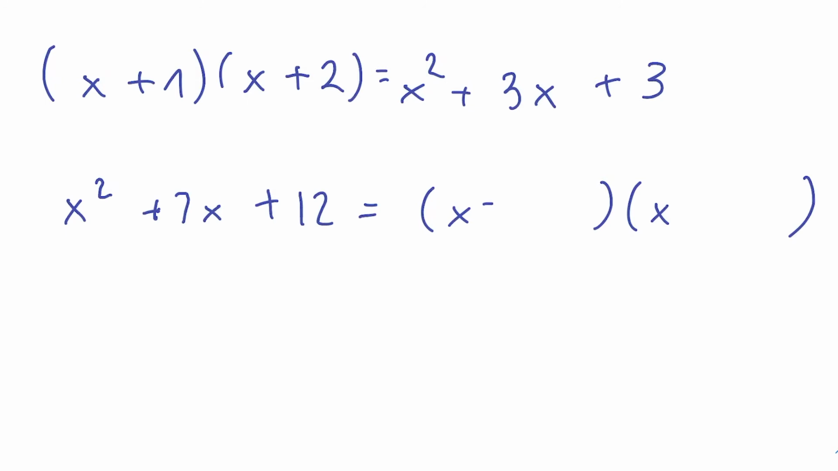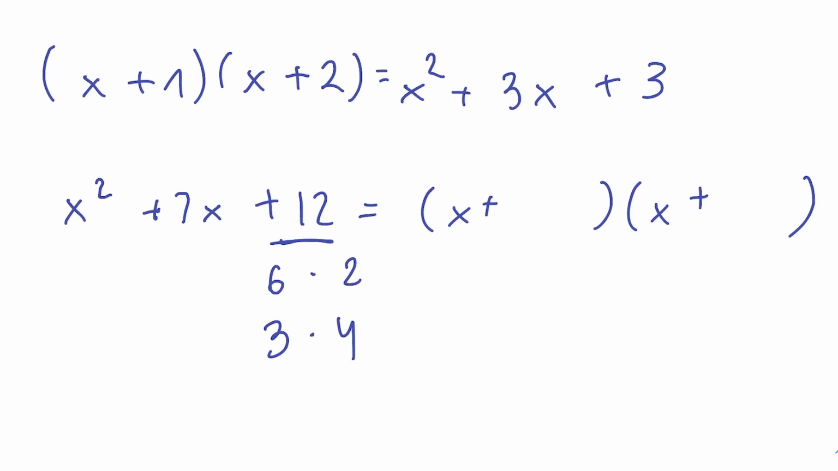And we know that the sign has to be positive because all the signs are positive. And now let's think about the two numbers that multiply to give us 12. That could be 6 and 2. 6 times 2 is 12. But then we know that 6 plus 2 is not equal to 7. So that can't work. What about 3 and 4?